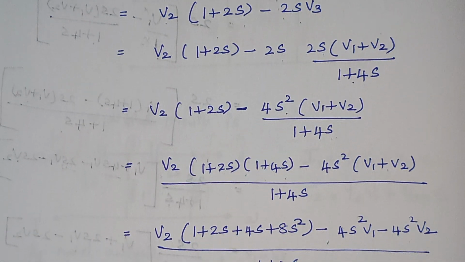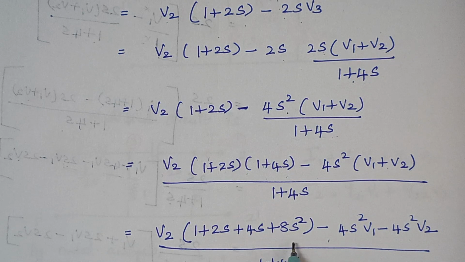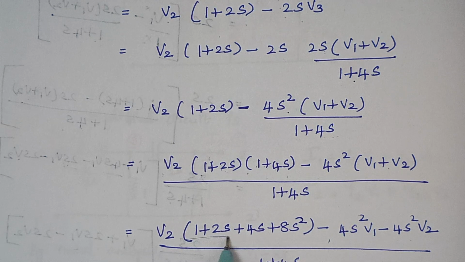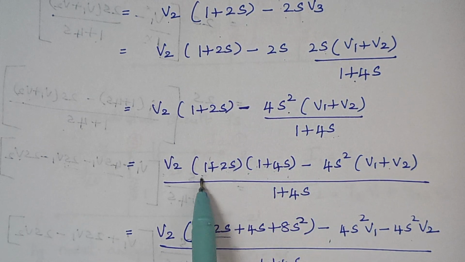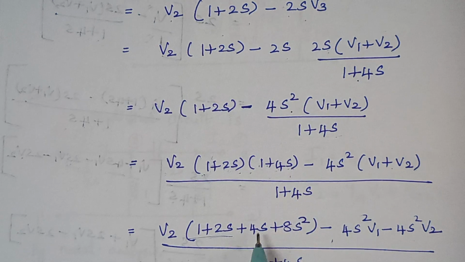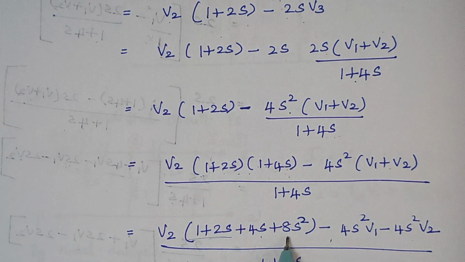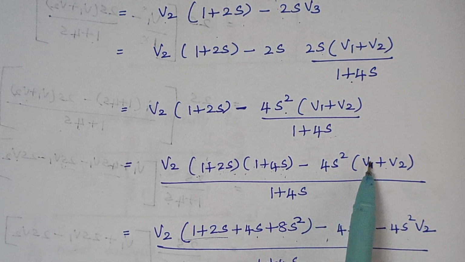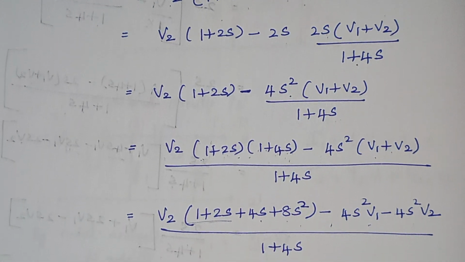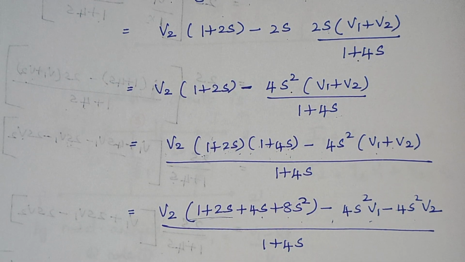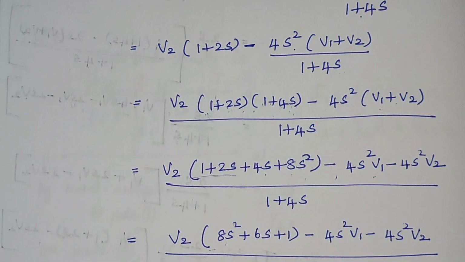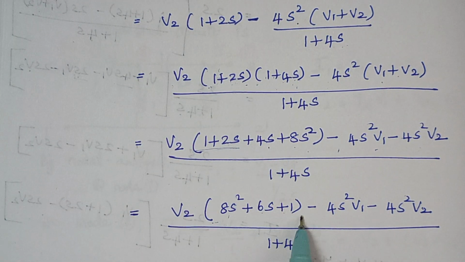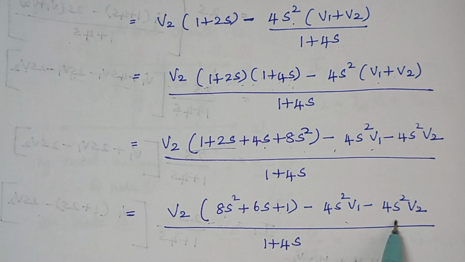So once you multiply here, I believe you people know this multiplication, right? 1 multiplied by this 1 plus 2s is 1 plus 2s, and this 4s is multiplied with this entire term. So 1 into 4s is 4s and 2s into 4s makes 8s square. And here again minus 4s square into v1, minus 4s square v2. And the denominator term is 1 plus 4s. And here again we are simplifying. So once you simplify, 8s square plus 6s plus 1, and here these two terms remain.